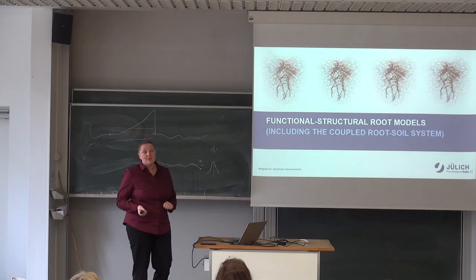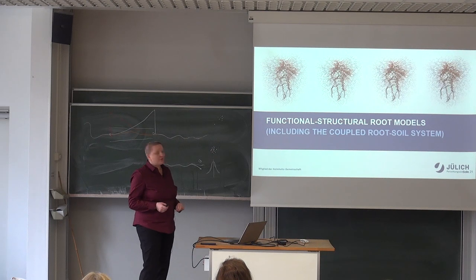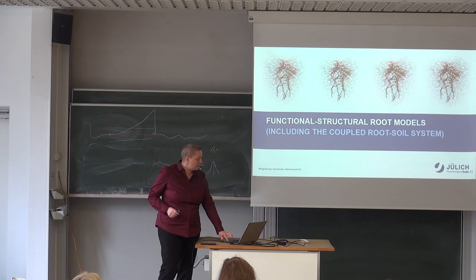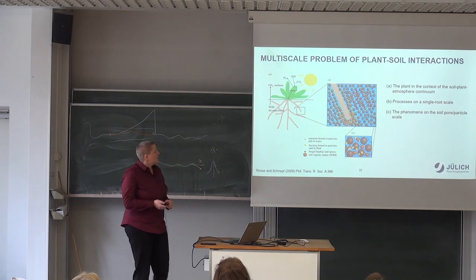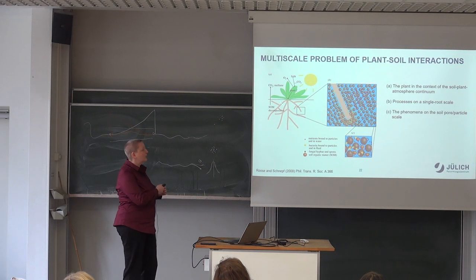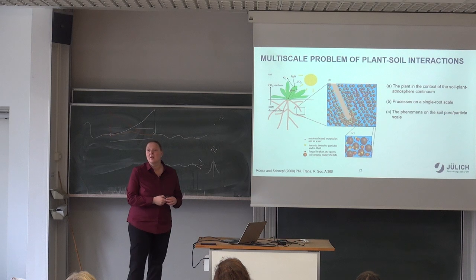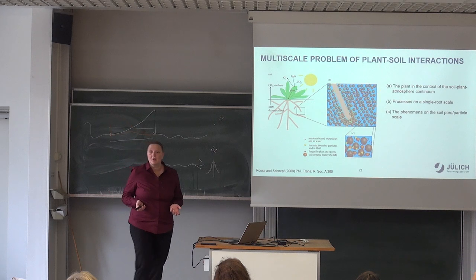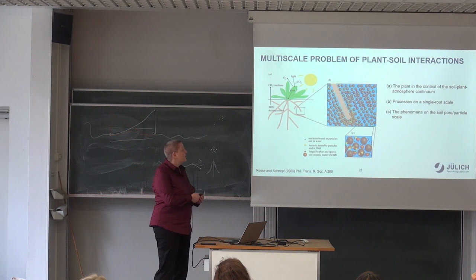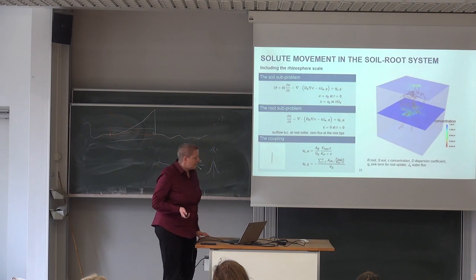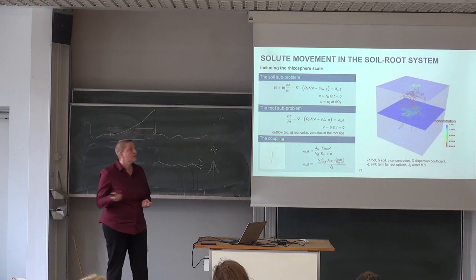And now I would like to come to some examples regarding the functional structural root models, looking at the coupled root-soil system. Just to remember, it's actually a multi-scale problem where we can have the viewpoint of a plant in the context of the soil-plant-atmosphere continuum. We can have the viewpoint of a single root with small-scale gradients potentially around the root, and even smaller, the pore size or particle scale. And I would like to show you now two examples.